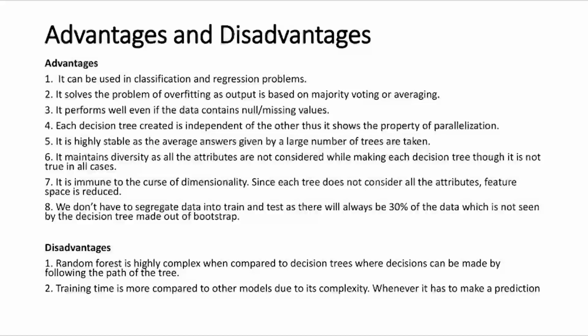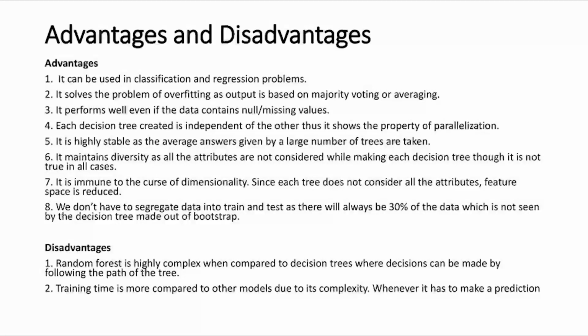The third one is it performs well even if the data contains null or missing values because the decision trees are always taking a subset of the dataset, so they are quite robust for missing data. The fourth one is since each decision tree is independent, we can use parallelization and the efficiency of the model will also improve. The fifth one is it is highly stable since we are just taking the average of the number of trees. The sixth one is we have diversity here since each decision tree is individual and it will be different.